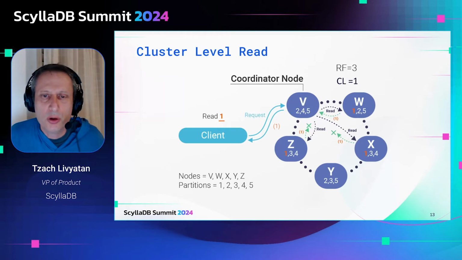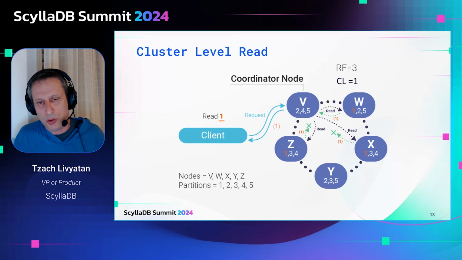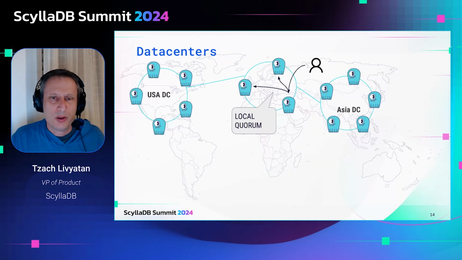So depending on your use case, and even reading from the same table, you can have one application use a higher consistency level, and another application use a lower consistency level. Higher consistency level, more recent information, but less availability. And the same goes for multiple data centers.